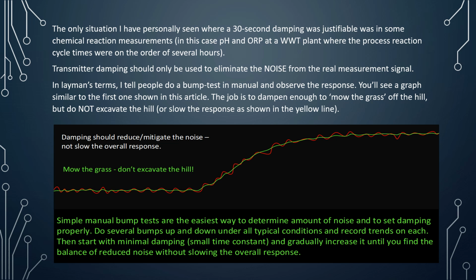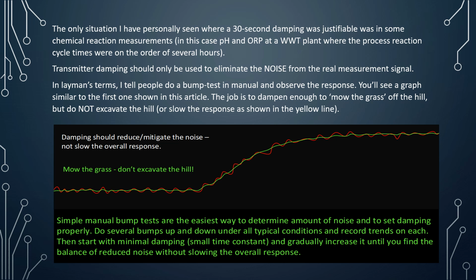But what you're going to do is you're going to plot a trend, and you're going to look at the actual noise with no damping, and that'll look like this red line. So you'll see it's responding quickly, but you'll see all this noise. I call it the grass. You start adding a small amount of damping in the transmitter, much slower than this time. If this rise takes 1 minute, you probably want to start with like a half a second or something like that. Start with half a second, and then gradually maybe double that until you start to notice a change. And you will pretty quickly.